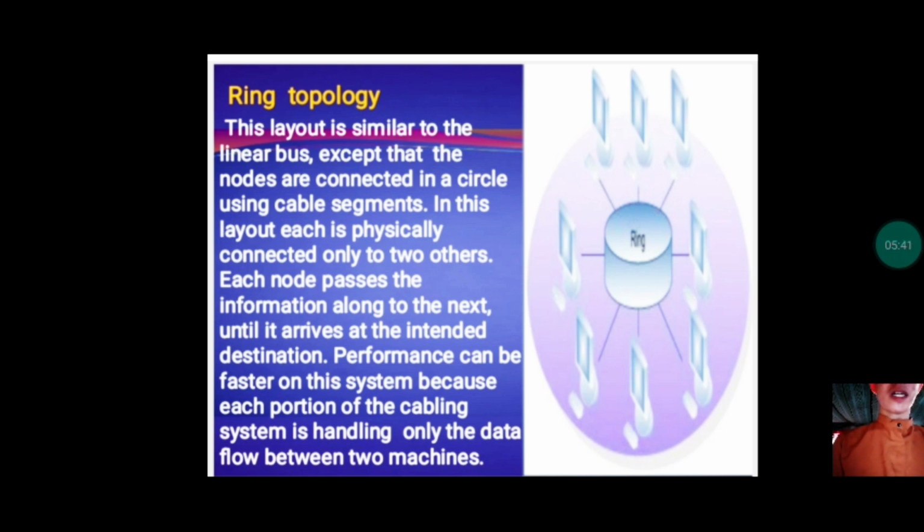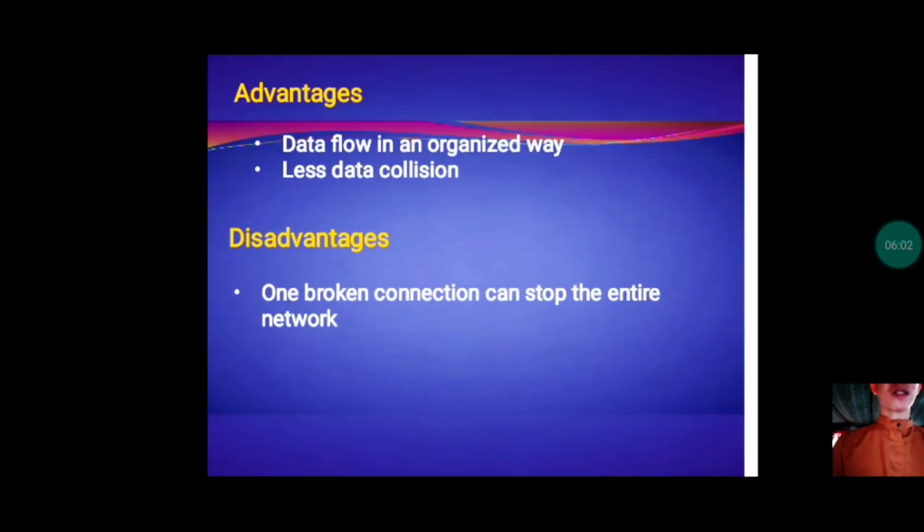Each computer is connected to two other computers, forming a circular path. Data moves from one device to the next until it reaches its destination. For example, passing a message around a circle of people. Advantages: data flows in an organized way, less data collision. Disadvantages: one broken connection will stop the entire network.